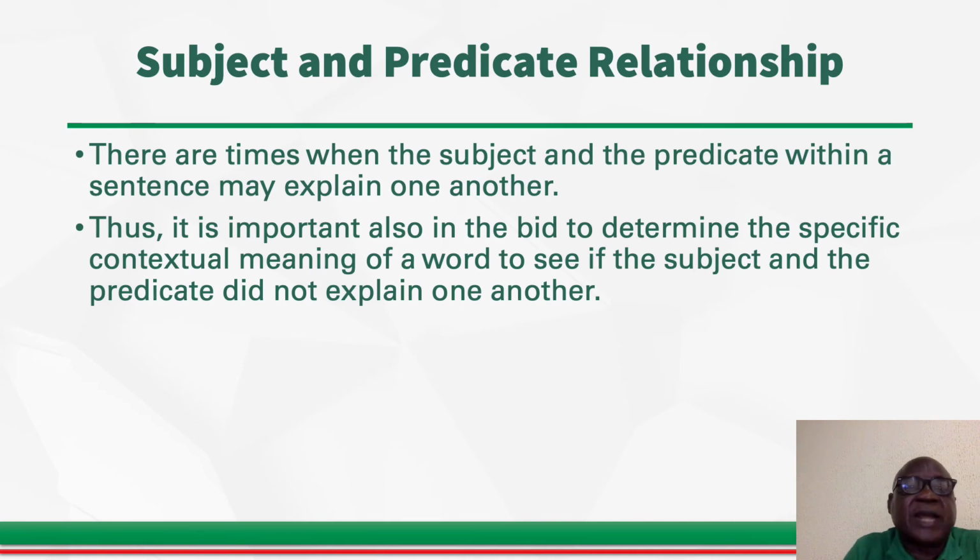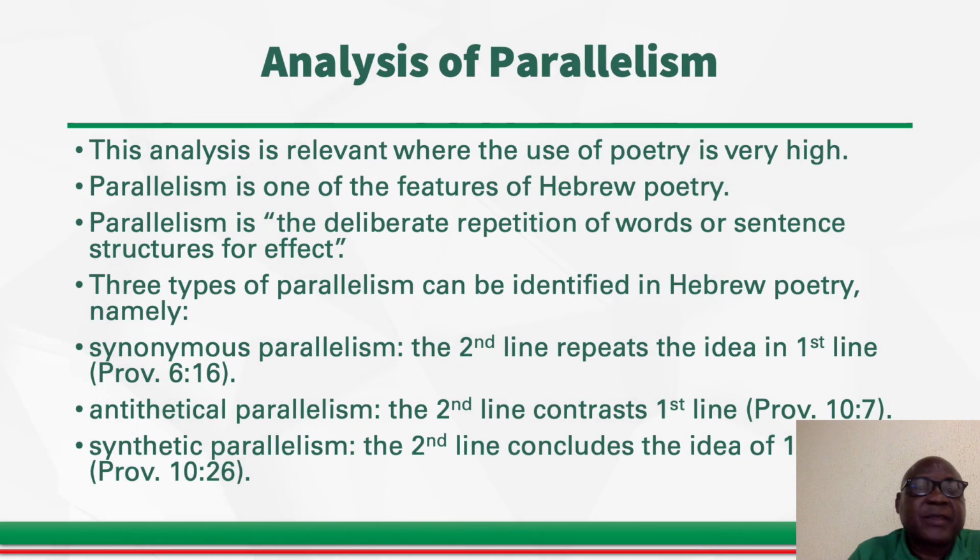Now, you also need to look at the subject and predicate relationship. There are times when the subject and the predicate within a sentence explain one another. And if this is so, then you don't look for another meaning for the word. Again, you might also look and see if there is the presence of parallelism. Parallelism is very high in poetic languages. Parallelism is one of the great features of Hebrew poetry and actually the Hebrew language. And parallelism is the deliberate repetition of words or sentence structure for effect.